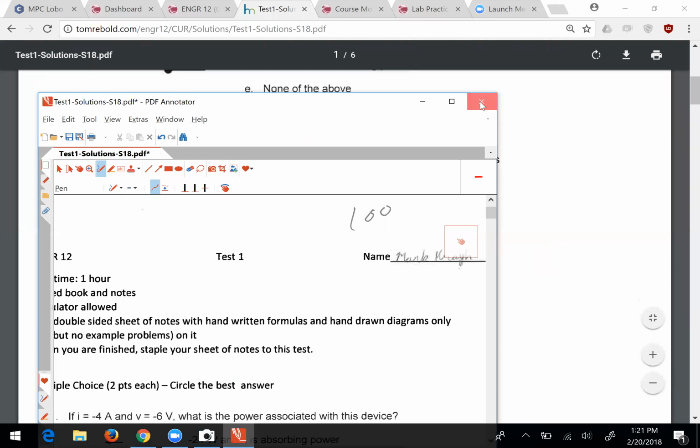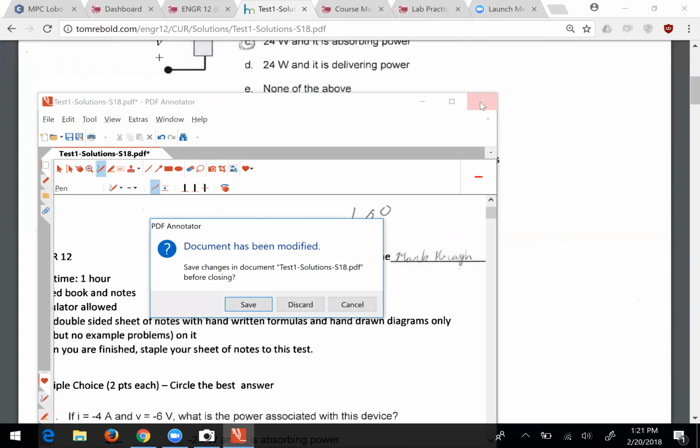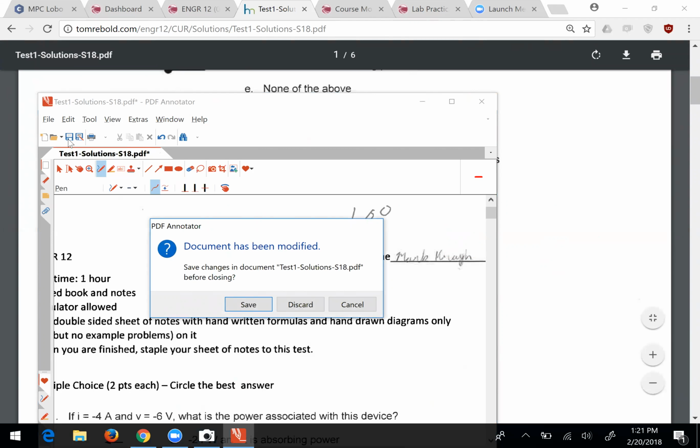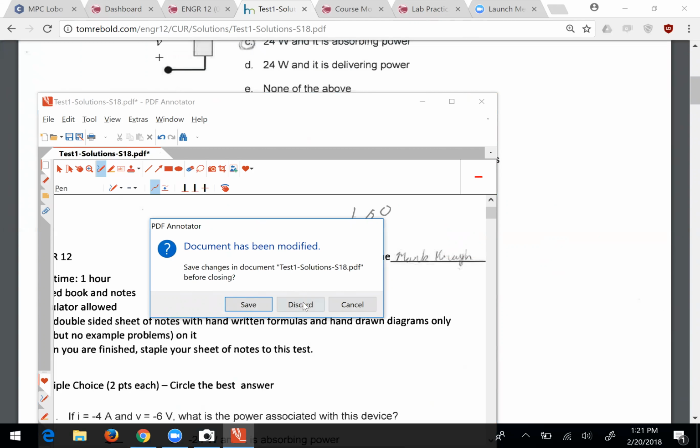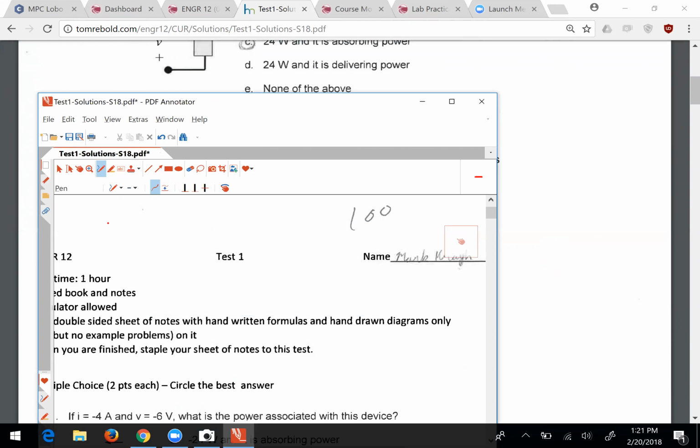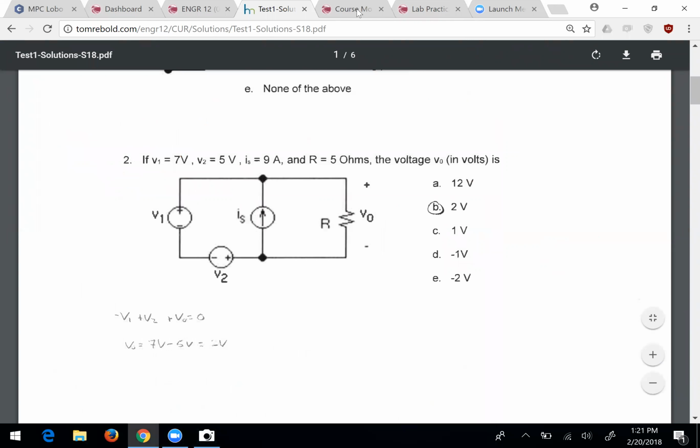All right. Well, the homework for mesh analysis is due today. And we are doing a lab involving nodal and mesh analysis.